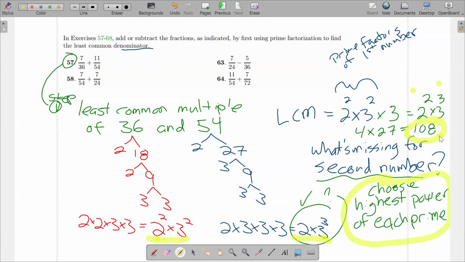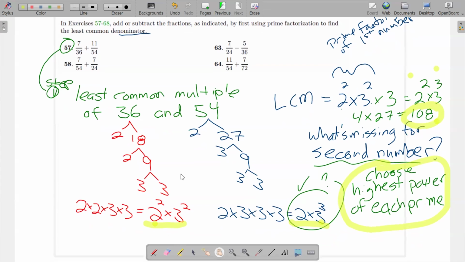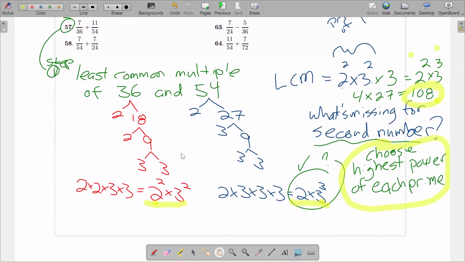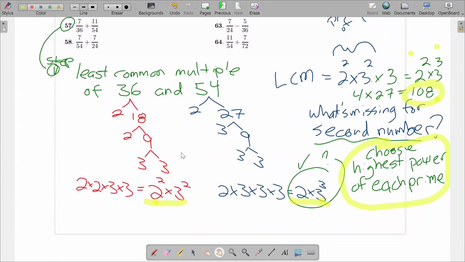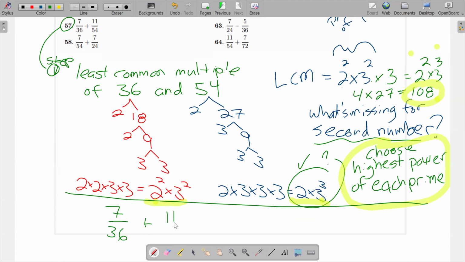All right, we're halfway done with this problem. Shift this up a little bit. So next, to use that, I have, it's right in green, 7 over 36 plus 11 over 54.